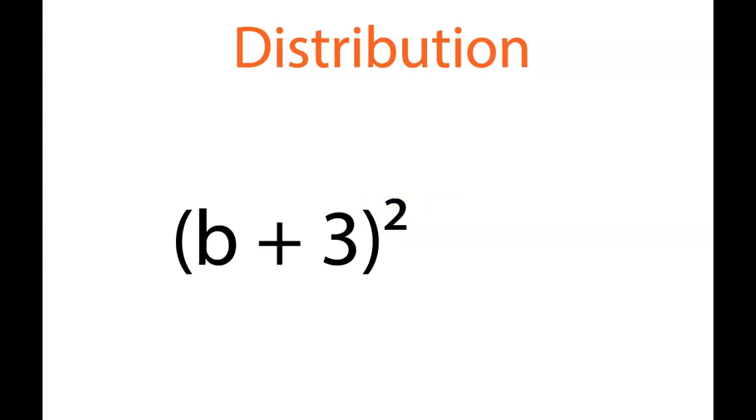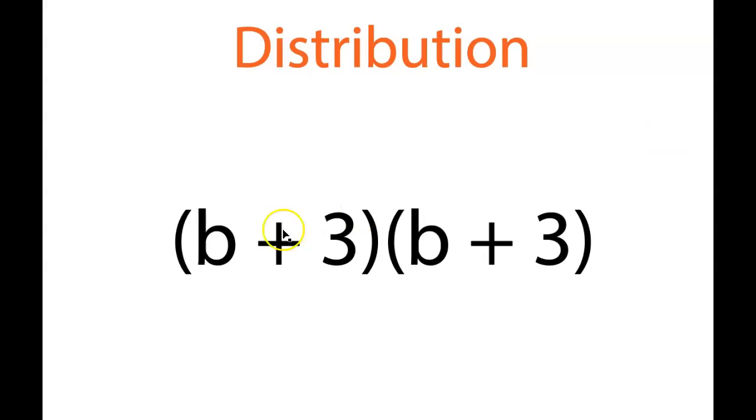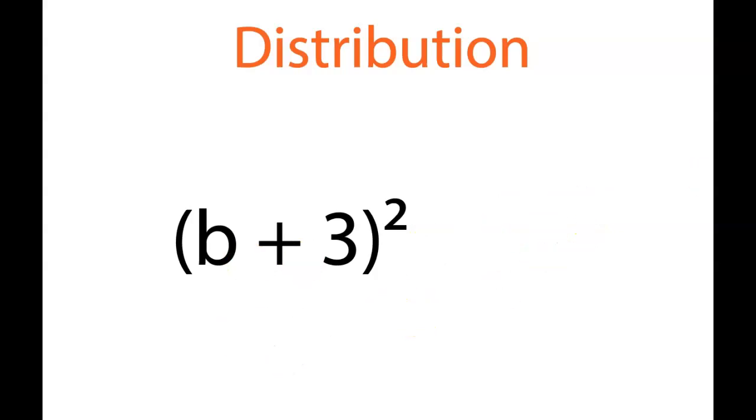So what are we going to do? We're going to write it out. Always write it out. If you don't write it out, I guarantee you're going to get b squared plus 9. You're going to get it wrong. So don't do that. Write it out like this: b plus 3 times b plus 3. That's what the squared means. These two things mean the same thing.